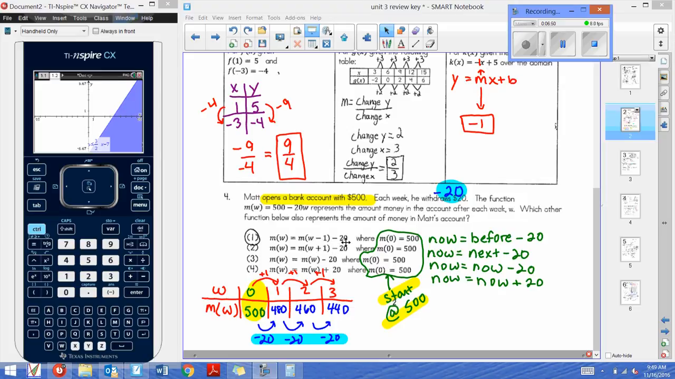Two of them that really don't make sense at all would be 3 and 4, because you can't say that the now is the same thing as a now minus 20 or plus 20. So those are totally out. Number 2, you just have to be a little careful because it's very similar to 1, but if I want to get to the now, I can't look at the next and take away 20, because if I take away 20 from 440, I actually get 420, and I'm supposed to get 460.